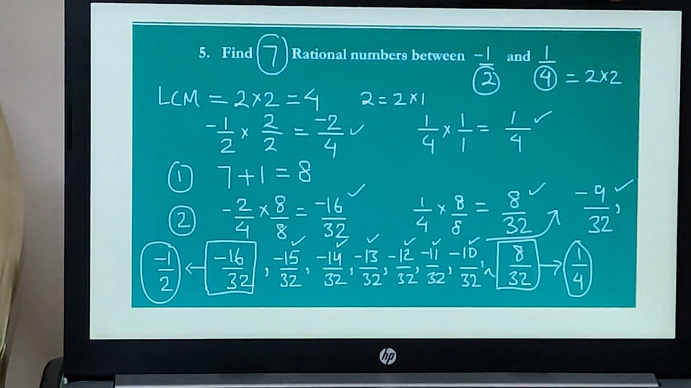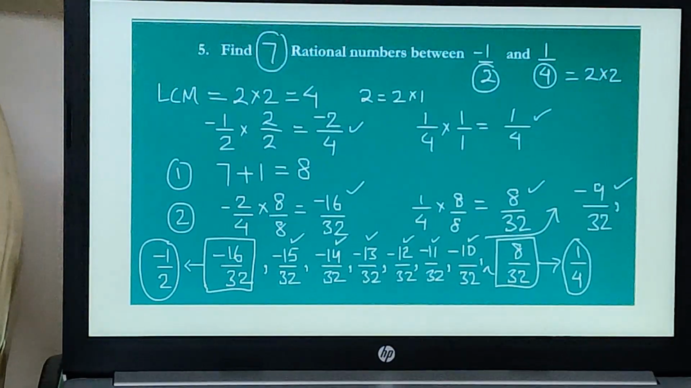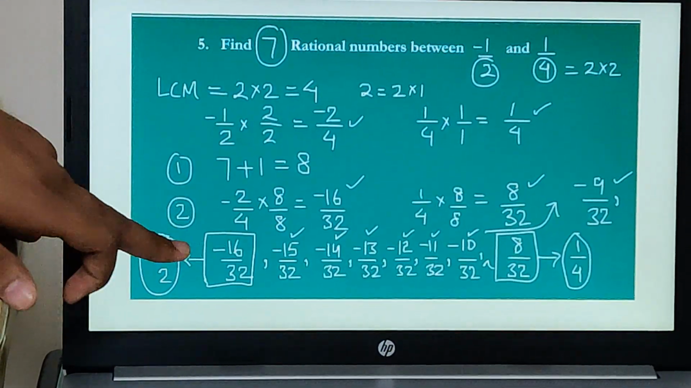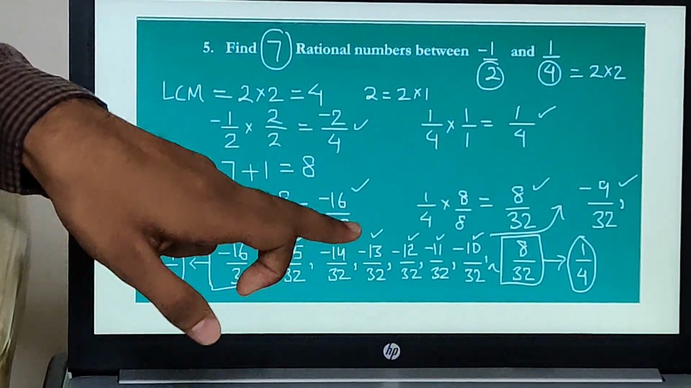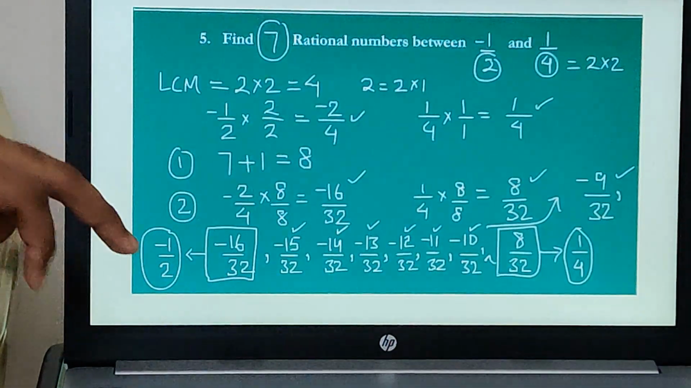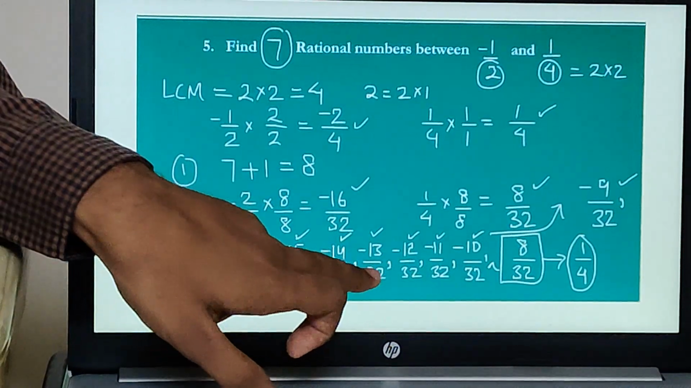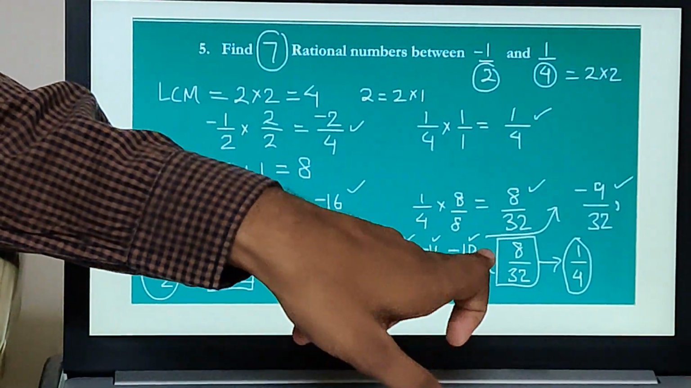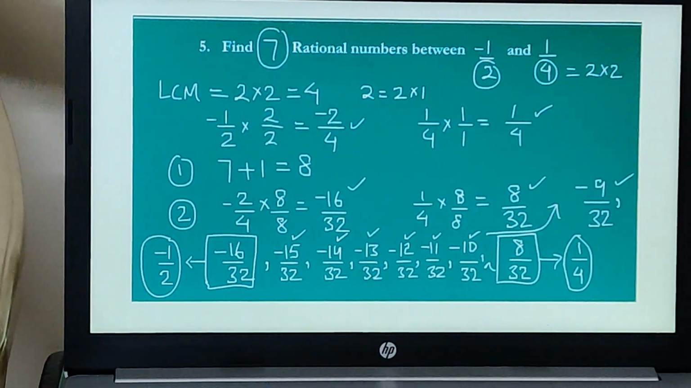So in between -16 and 8, how many numbers are there? There are so many numbers. If we start counting, it will be -15 by 32, -14 by 32, -13 by 32, -12 by 32, -11 by 32 and -10 by 32. Here our 7 numbers are completed. 1, 2, 3, 4, 5, 6 and -9 by 32. All this will make 7 numbers.